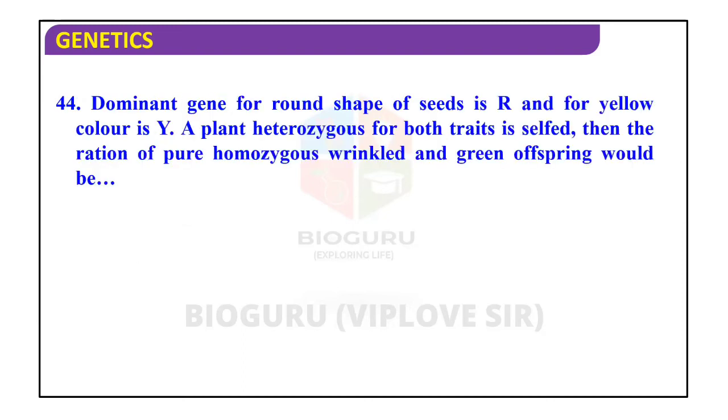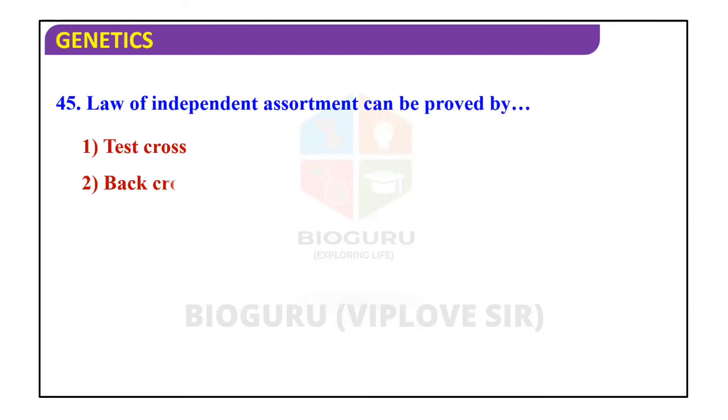That's good. The dominant gene for round shape of seed is R and for yellow color is Y. A plant heterozygous for both traits is selfed. Then the ratio of pure homozygous wrinkled and green offspring would be 1 by 4, 4 by 6, 3 by 16, or 1 by 16? Yes, it is 1 by 16. That's good. The law of independent assortment can be proved by a test cross, back cross, monohybrid cross, or dihybrid cross. Yeah, it is a dihybrid cross.